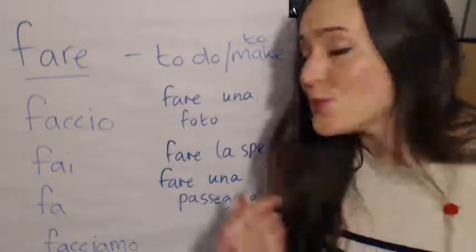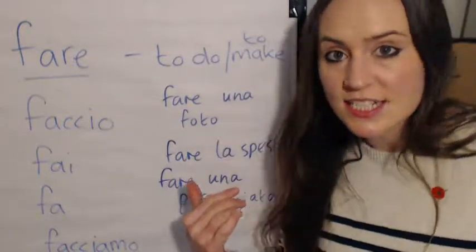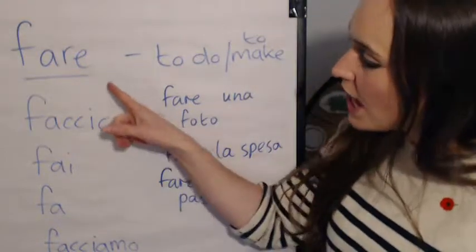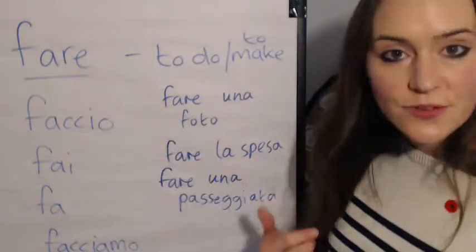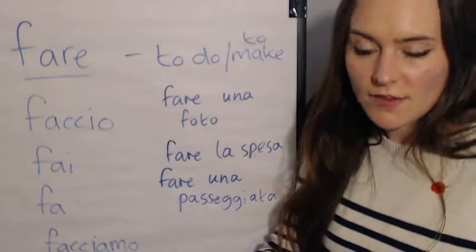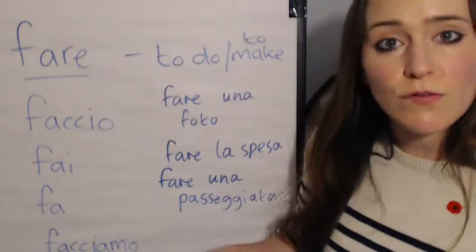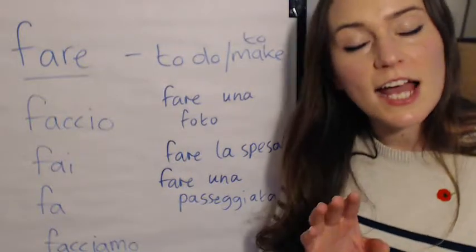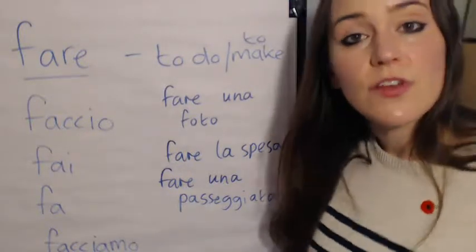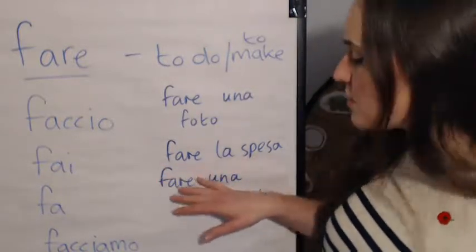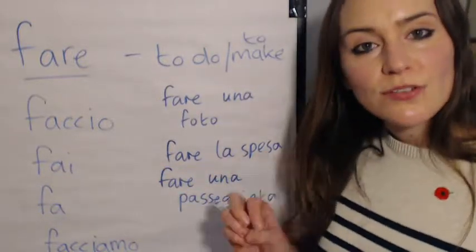If you want to use that verb phrase, so you find it in a dictionary to do the shopping, you need to know how to conjugate the verb fare. So faccio, fai, fa, facciamo, fate and fanno. That is how you take a verb phrase with an infinitive verb, the whole verb that hasn't been changed, and you conjugate it.